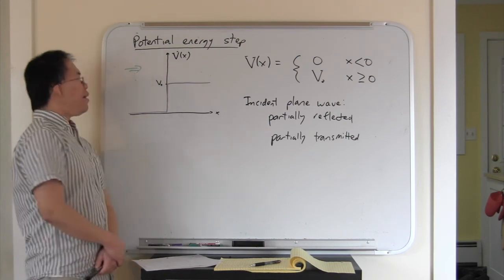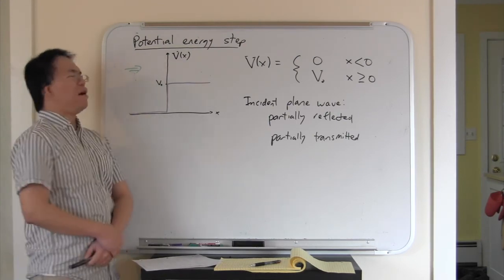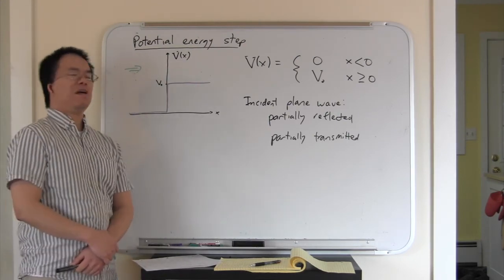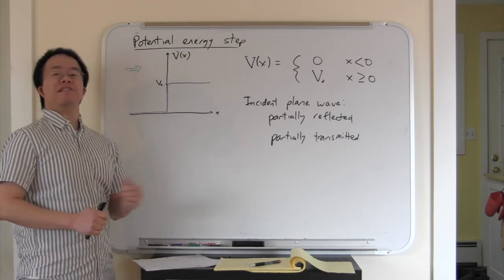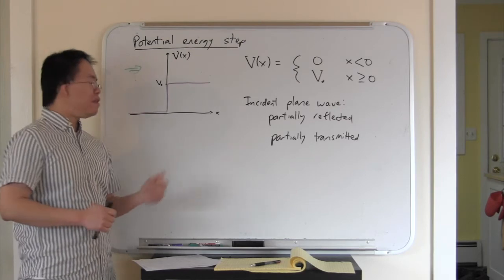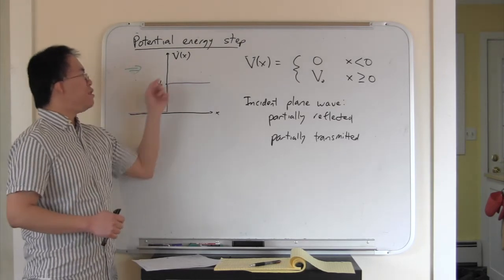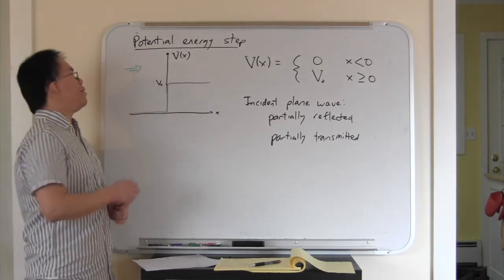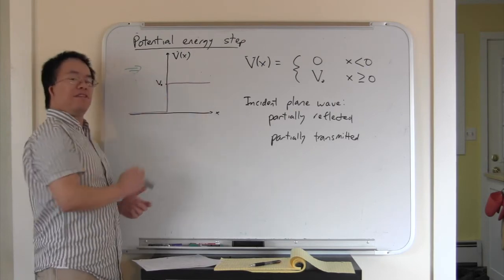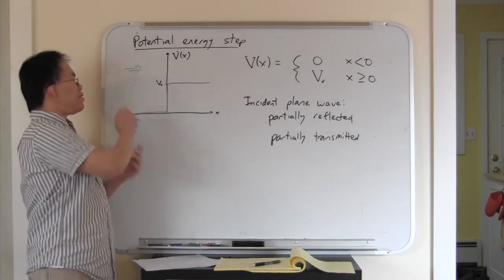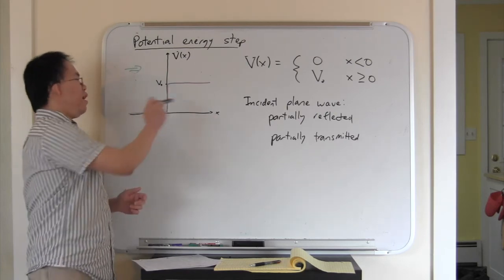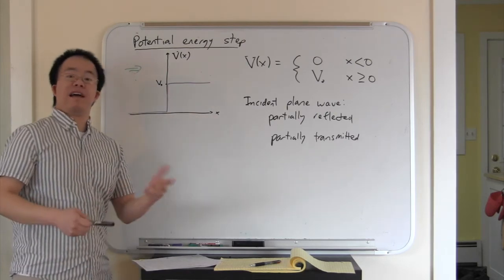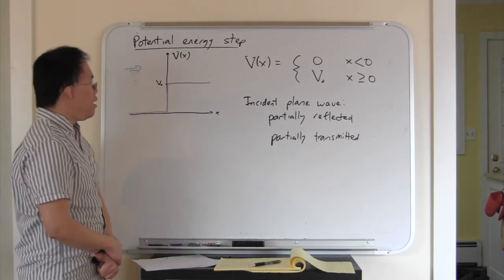So when we have a plane wave incident on a potential energy step like this from the left, what we've seen in summary is that some of that incident plane wave is reflected, and some of it is either going to be transmitted as a wave, if E is larger than V naught, or if E is less than V naught, you get this decaying penetration into the region X greater than 0.